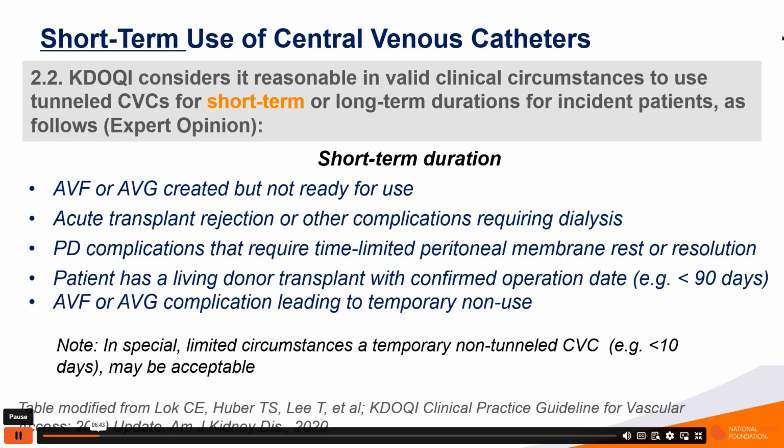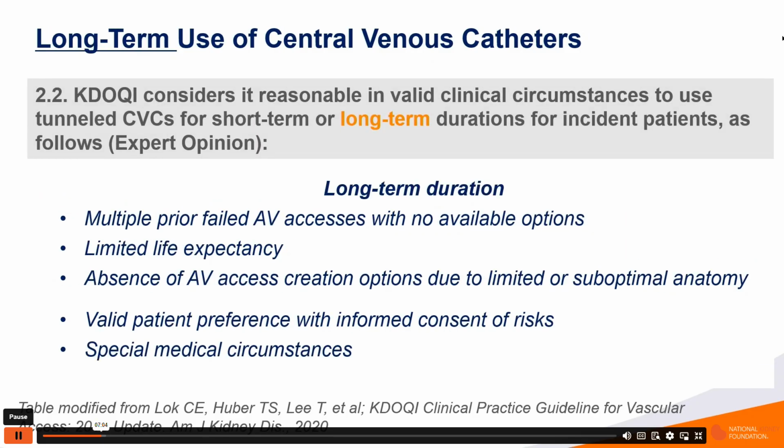Also, if you have a fistula or graft that has a complication, so we've all seen those major infiltration injuries where you really need to rest that arm, and in the meantime, it's very valid to have that temporary central venous catheter. And in some limited special circumstances, it's okay to have a temporary non-tunneled catheter for a limited time period.